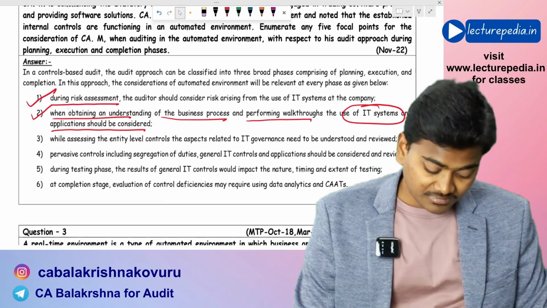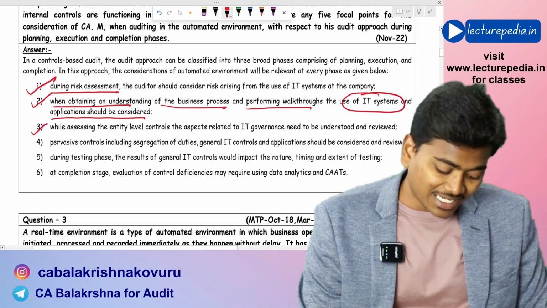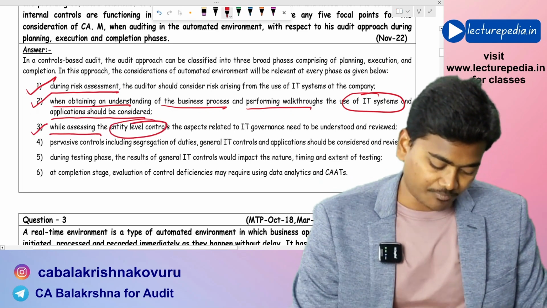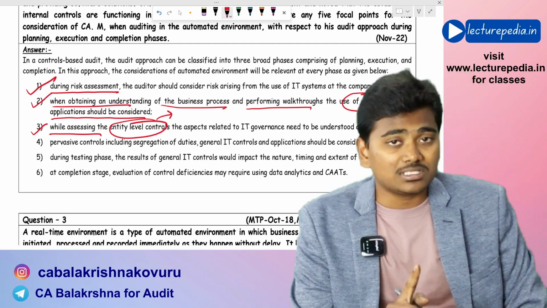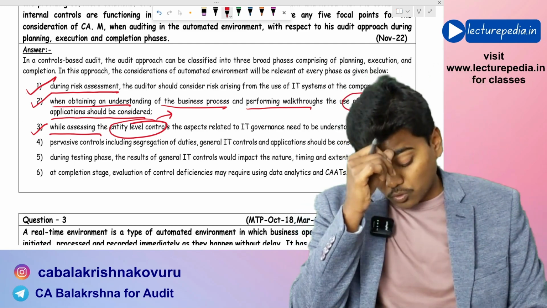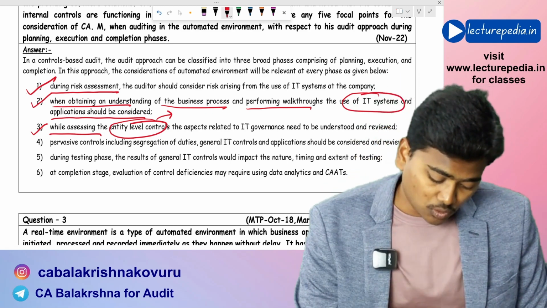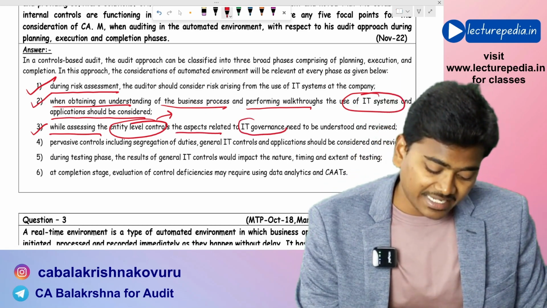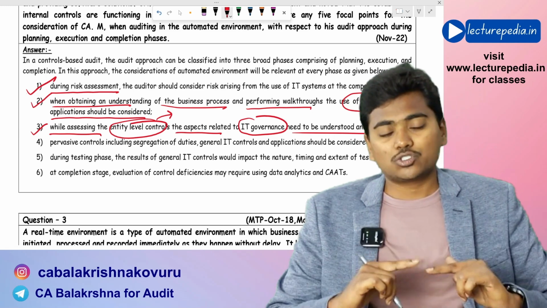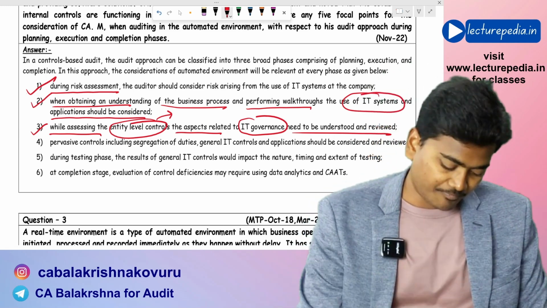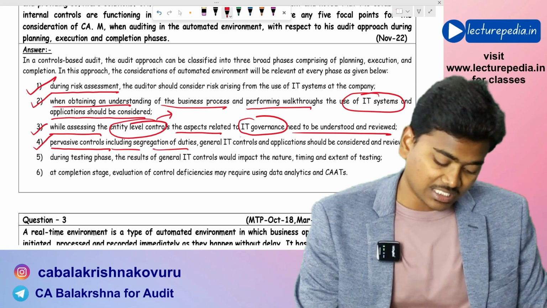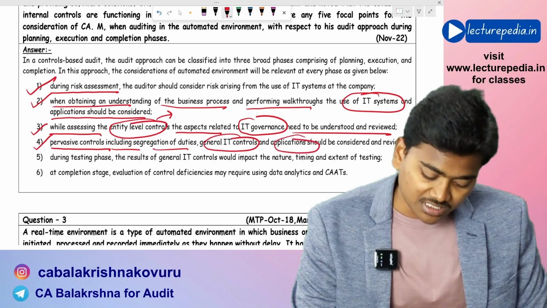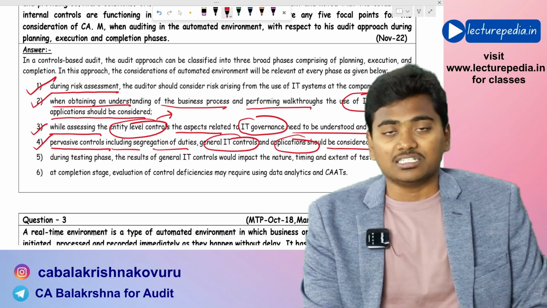Okay, next, while assessing entity level controls, which are of two types, one is direct entity level controls and the other is indirect entity level controls, the aspects related to IT governance need to be understood and reviewed by the auditor. Next, pervasive controls including segregation of duties, general IT controls and applications should be considered and reviewed.